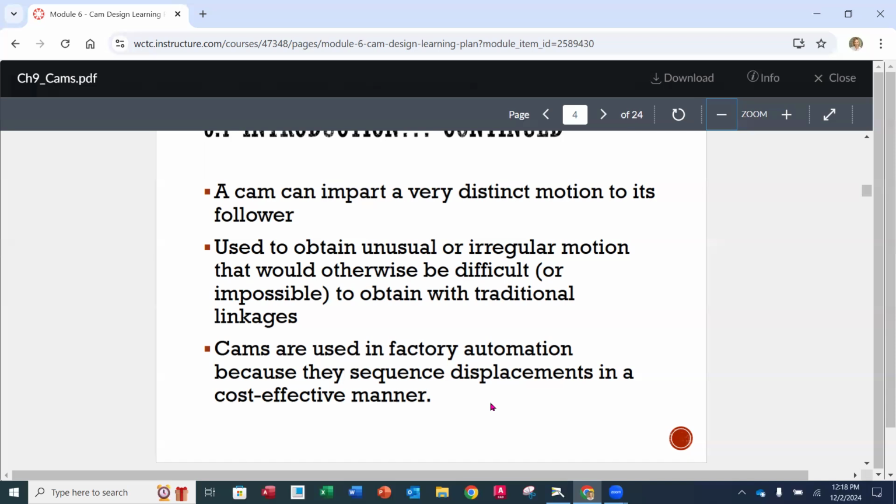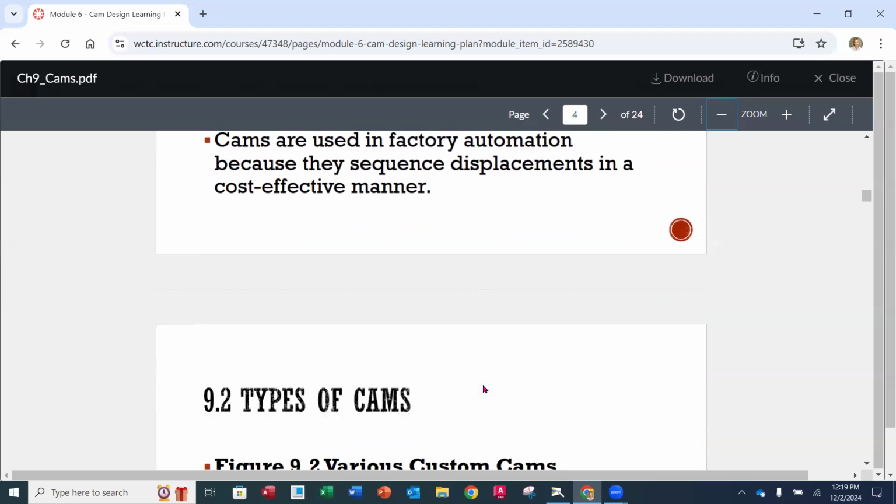Okay. It's very simple to rotate a shaft around, have that lobe on the cam just move something up and down, rather than having to program it, use an air cylinder, and then there's a lot of other parts that are involved. So it becomes a very cost-effective way of getting intricate motion or unusual motion that you might need for a particular function. Cams are used a lot in factory automation because they sequence displacements, those ups and downs, and, like we said, in a very cost-effective manner.